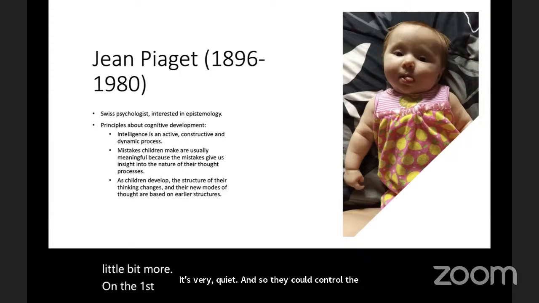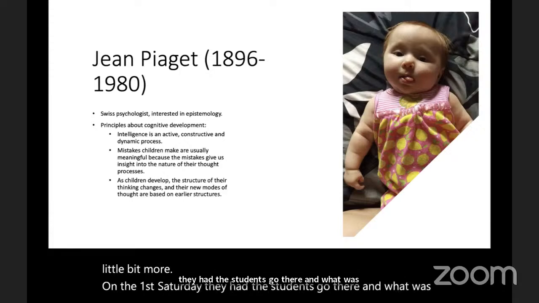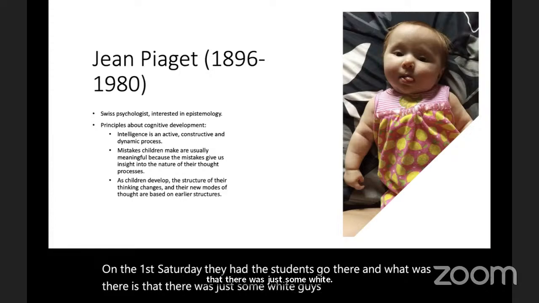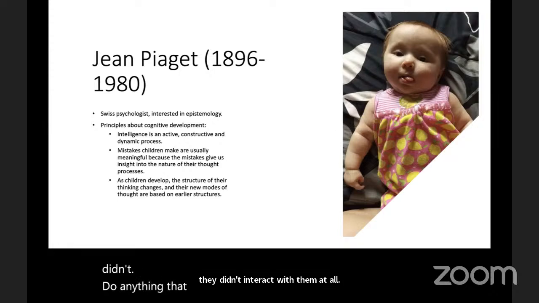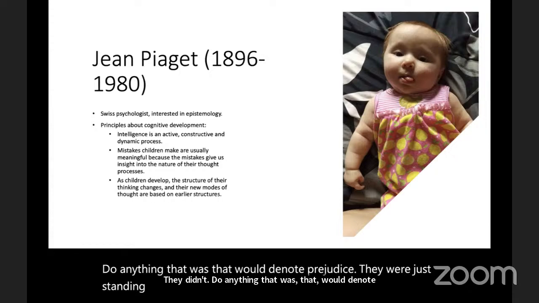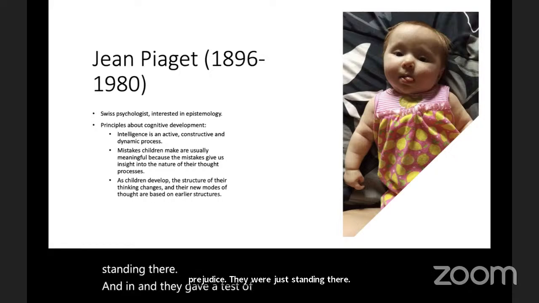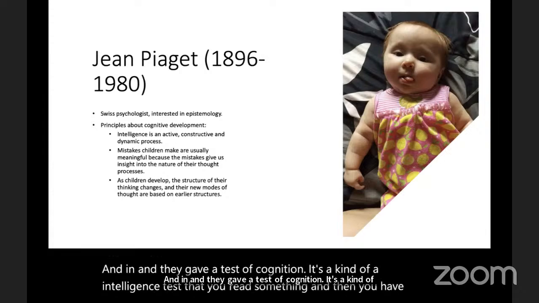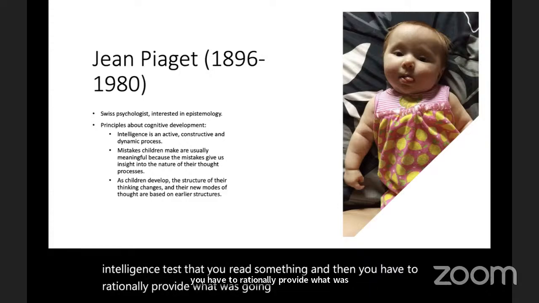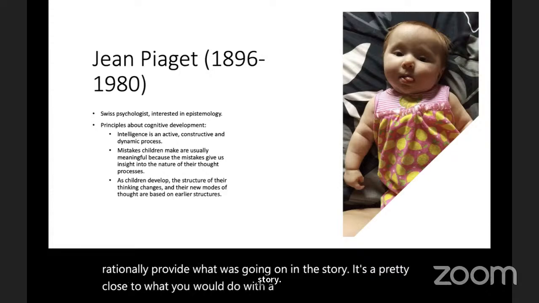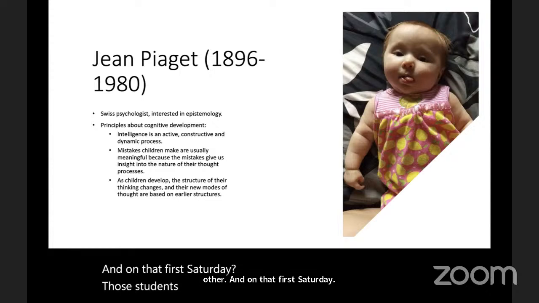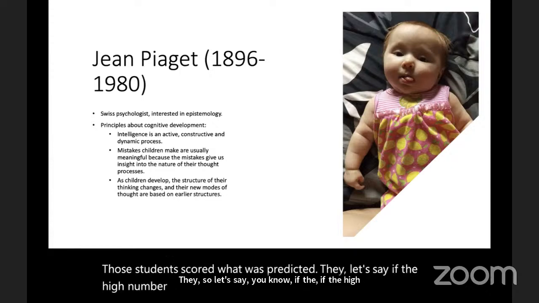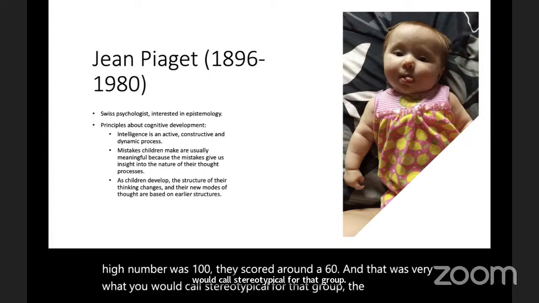On the first Saturday, they had the students go there, and there were just some white guys and girls sitting at the entrance of the door, and they didn't interact with them at all. They didn't do anything that would denote prejudice. They were just standing there, and they gave a test of cognition. It's a kind of intelligence test where you read something and then you have to rationally provide what was going on in the story. It's pretty close to what you would do with a standardized IQ test. In fact, they're correlated really highly with each other. And on that first Saturday, those students scored what was predicted. Let's say, if the high number was 100, they scored around a 60. And that was very stereotypical for that group.